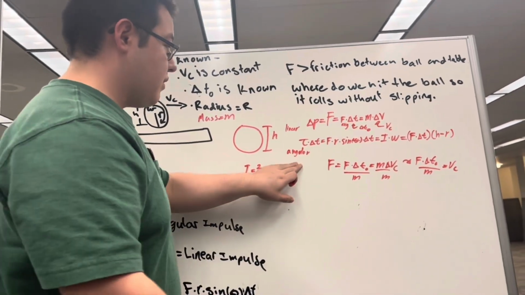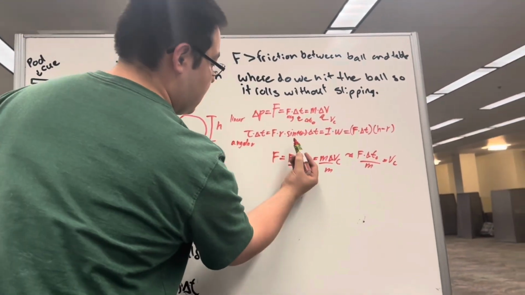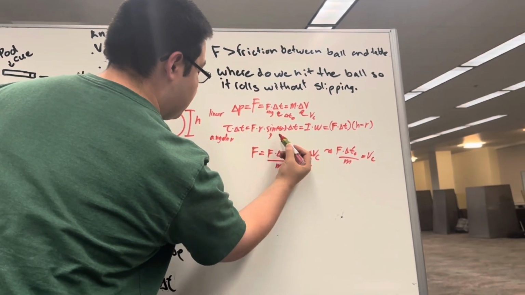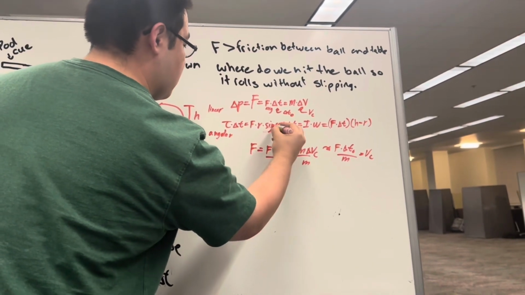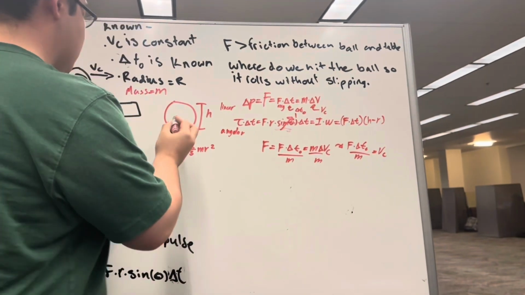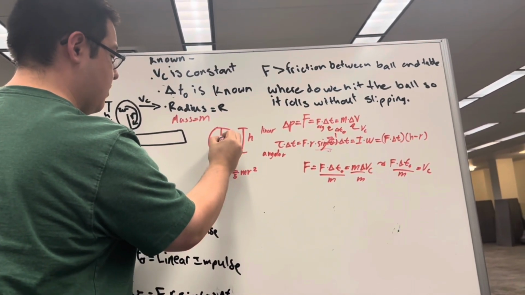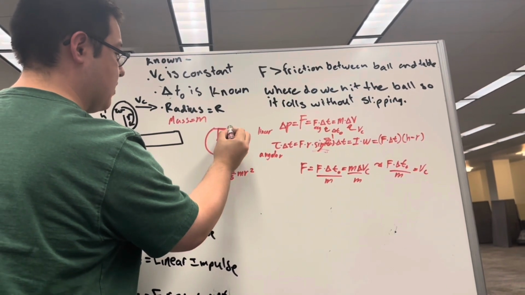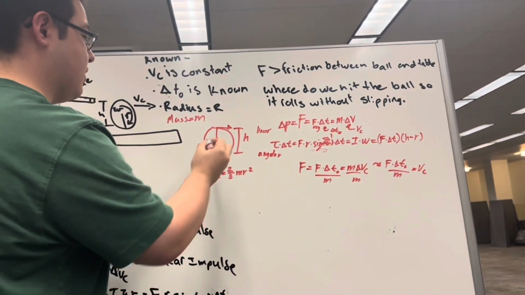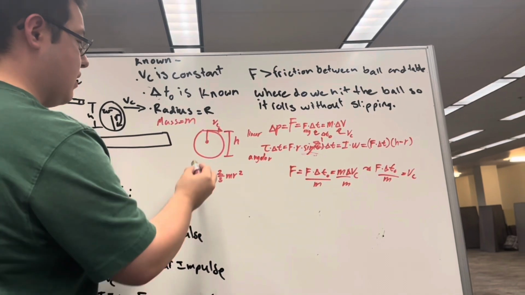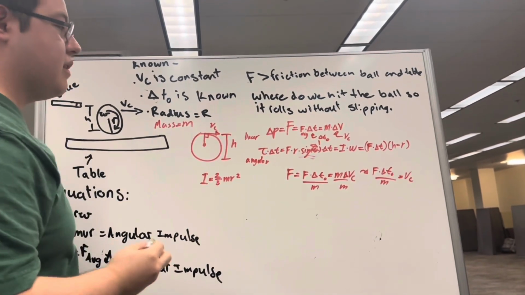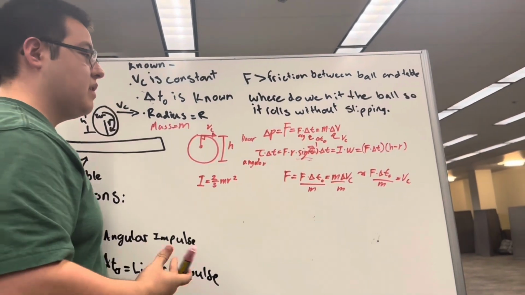Now we're going to work on the angular. For the angular, we can actually make this sine theta just basically go to 1, because the direction of R with the force that's acting on it, in other words, the VC, is exactly 90 degrees. And 90 degrees on sine theta will make it 1.